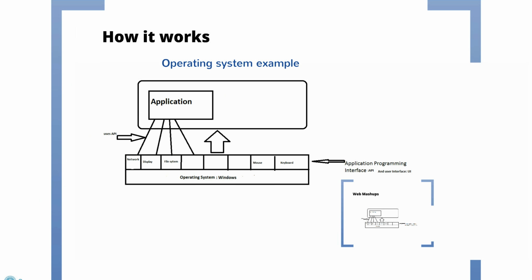So what basically happens, we'll look at how the web mashup works. Let's look at a simple example of how an operating system works in the normal world. Here is the operating system which sits at the base, and it uses the thing called application programming interface, API, and user interface, which is just like little application or program code for, say for example, network, display, file system, and mouse and keyboard.